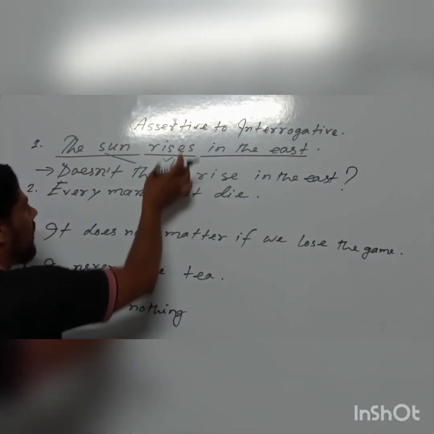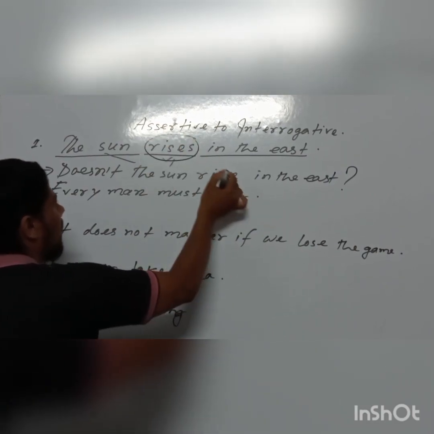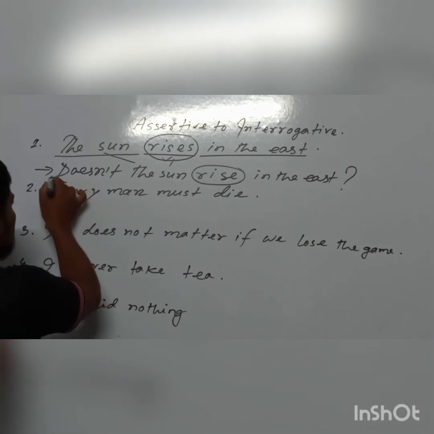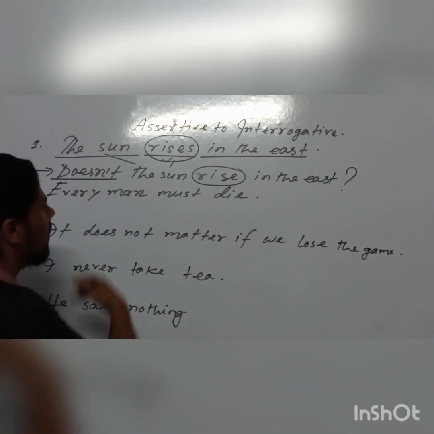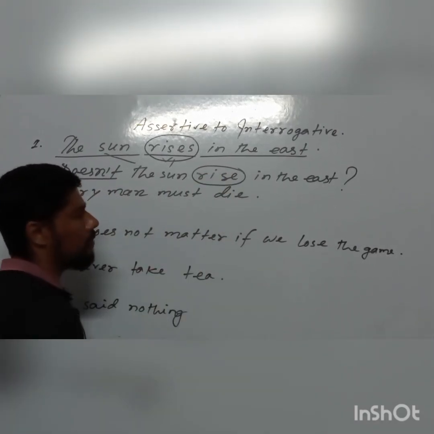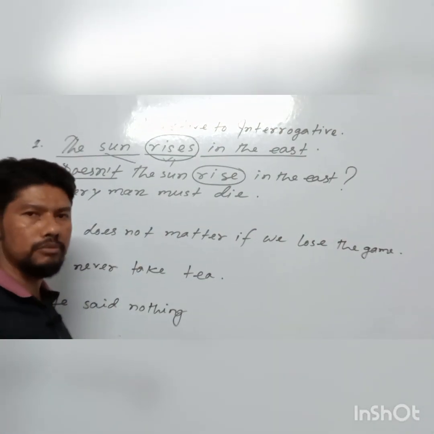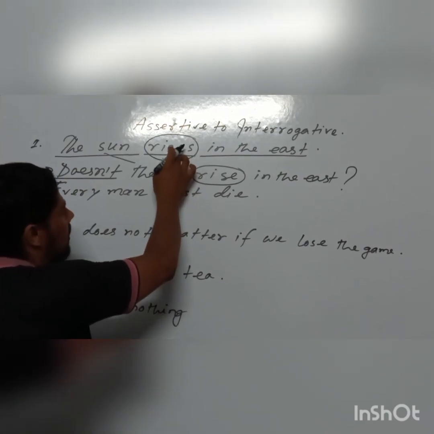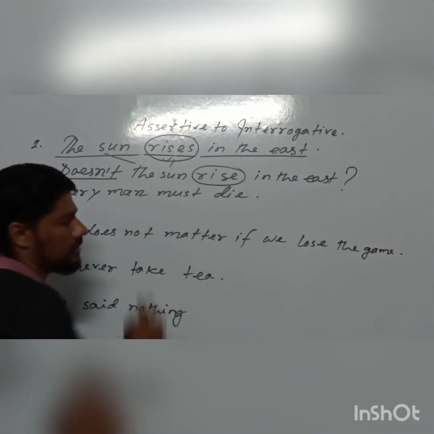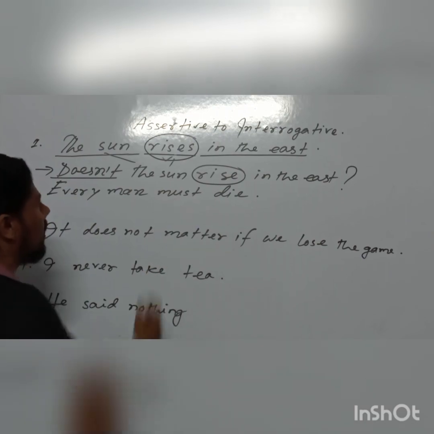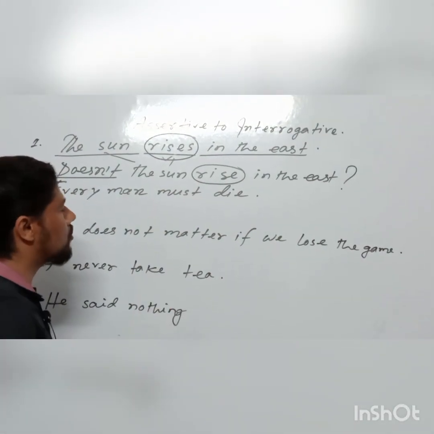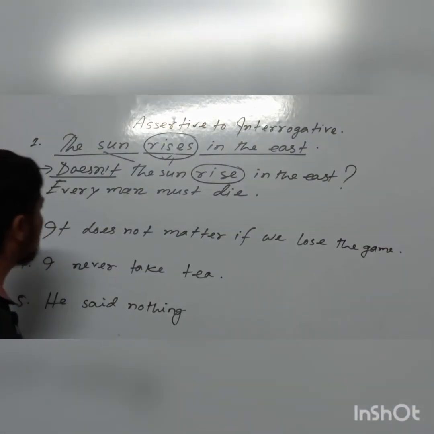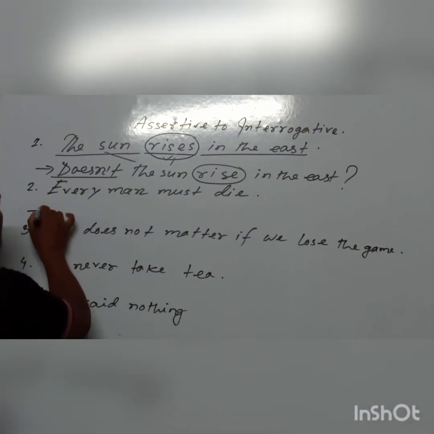Look at the sentence here, rises, and here rise. As I told you, if there is do, does, did in the sentence, the next verb will be in base form. That is, after do, does, did, the verb will be in base form. That's why here rises has been turned into rise. In this way you can make any universal truth into an interrogative sentence. So let's go for the second rule.